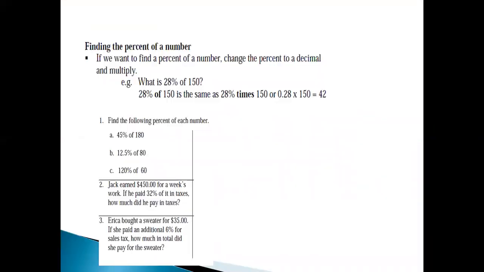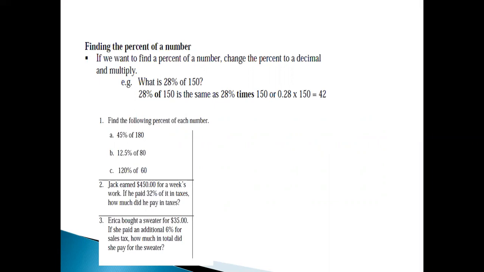Finding the percent of a number. If we want to find a percent of a number, change the percent to a decimal and multiply. So what is 28% of 150? 28% of 150 is the same as 28% times 150 or 0.28 times 150 equals 42.